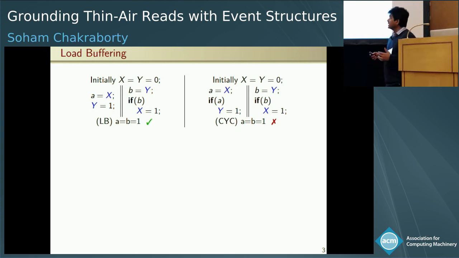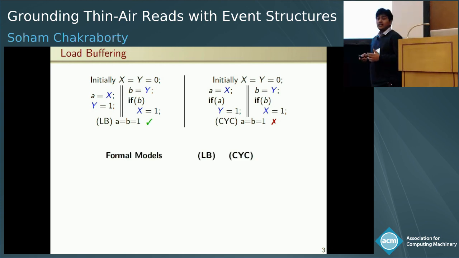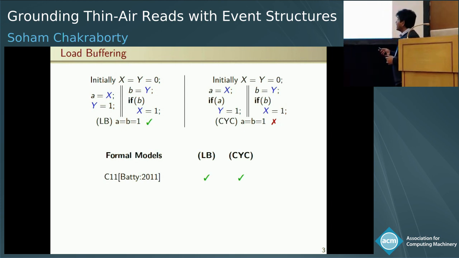Now let's look at how the existing formalizations actually deal with these two program behaviors. The original C11 semantics, which was formalized by Batty et al., allows both these program behaviors. So this model is also weak enough not to provide any data race freedom guarantees. There are more restricted models like RC11 proposed by Lahav et al., which restricts these behaviors in both programs. And this has been a long-standing problem for concurrency semantics, to come up with a precise analysis of these two program behaviors. Recently there have been several approaches which address this problem.